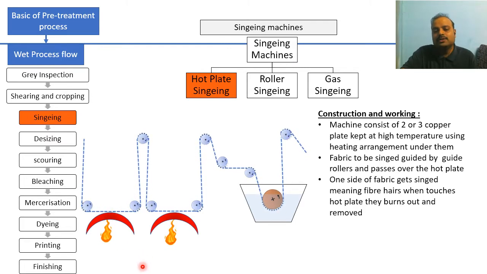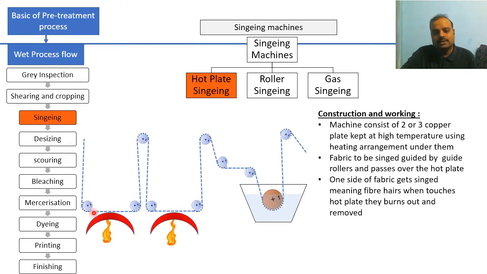Now the temperature of the fabric is raised and the fibers get the heat through conduction, and ultimately these fibers get burned out easily because of the high temperature, and singeing takes place. Whenever fabric passes over this hot plate, these small hairiness of the fiber absorbs the heat through conduction, and ultimately due to high temperature they literally burn out. Right, one side of the fabric gets singed, meaning fiber hairs when they touch the hot plate burn out and are removed completely.